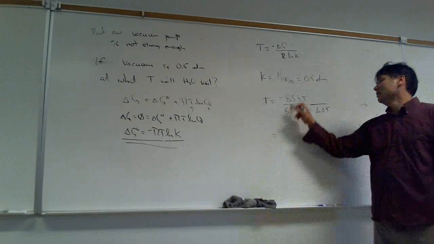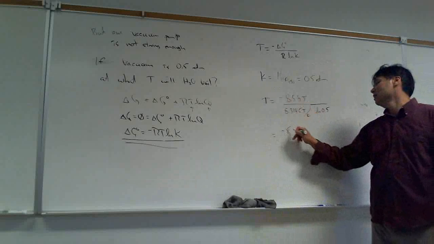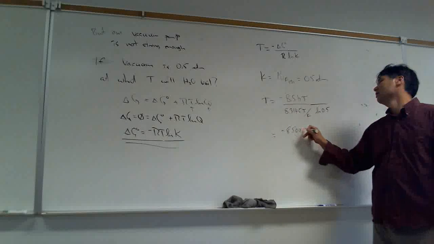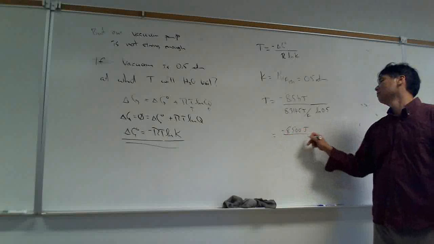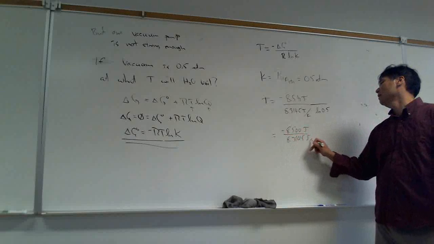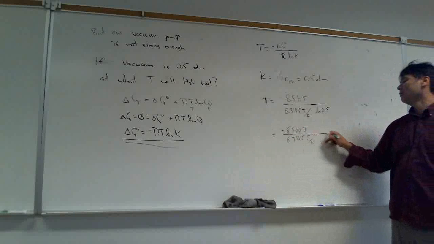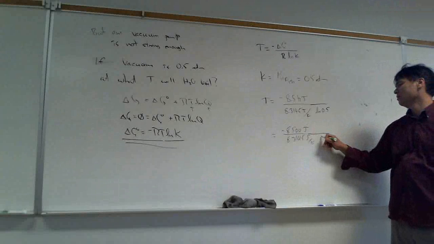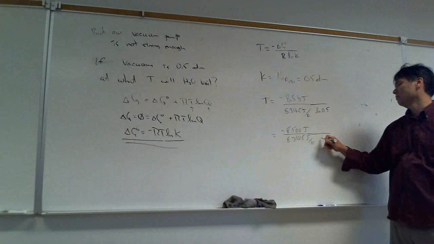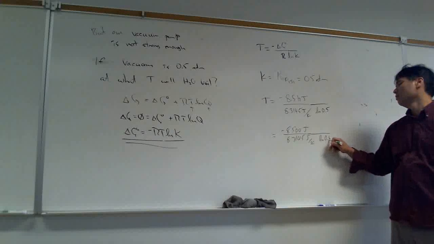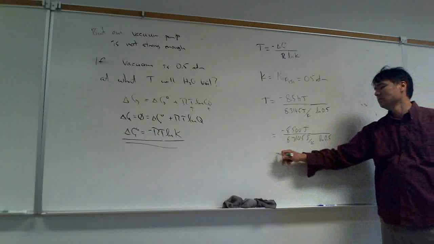We have to convert it, probably just convert it to joules: 8,500 joules over 8.3145 joules per Kelvin, times ln 0.5, which is what, minus 0.693 or something. What does the temperature come out to?